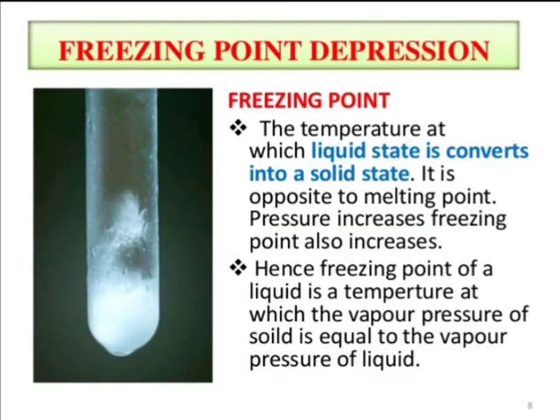Now the next colligative property is freezing point depression. See, the temperature at which the liquid state is converted into the solid state. Here simply the liquid will freeze. So the liquid is directly converted into a solid state, and it is opposite to the melting point. Here pressure will increase at the freezing point. That means when pressure is increased, the freezing point will be increased.